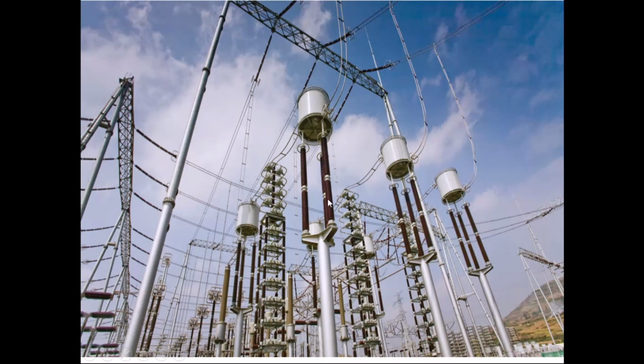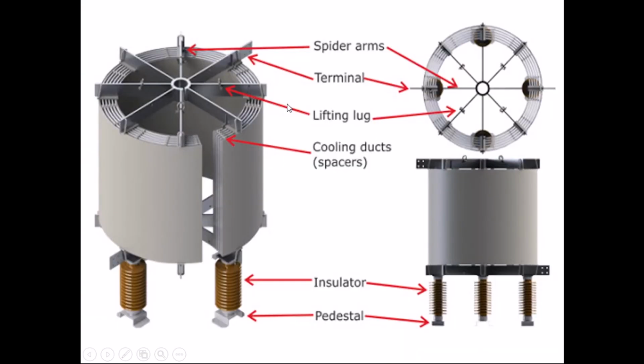This is another figure of the smoothing reactor which we use in the HVDC converter substation, and these are the detailed parts of the smoothing reactor. This is the insulator of this reactor, this is the pedestal, and these are the cooling ducts, because the current is flowing throughout this smoothing reactor, so it also requires cooling.